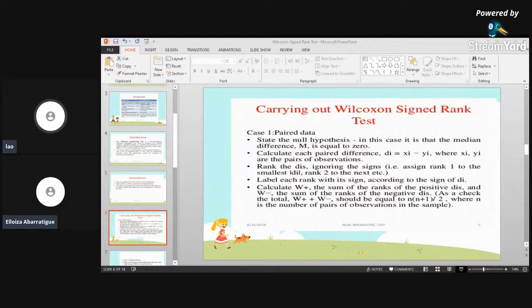Then we label each rank with its sign, positive or negative. Then we calculate and add them, so according to the sign, a rank goes to R positive or R negative.